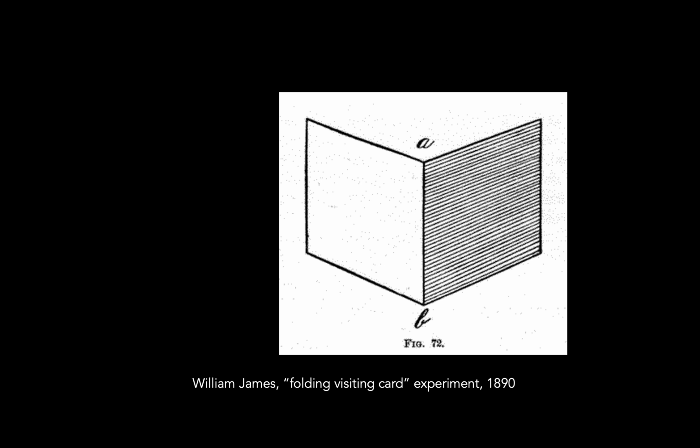Right. So there was a folding visiting card that one of the artists, one of the friends of Picasso, they go to cafes together, I forget his name now, but he liked William James, an American pragmatist philosopher, who had this folding visiting card experiment. It's one of these illusions where you get the sense, depending on how you're looking at it, that the card is either coming out at you or receding in the back.